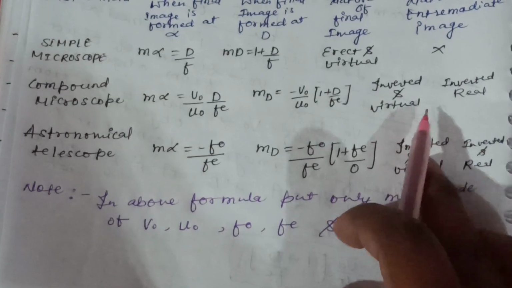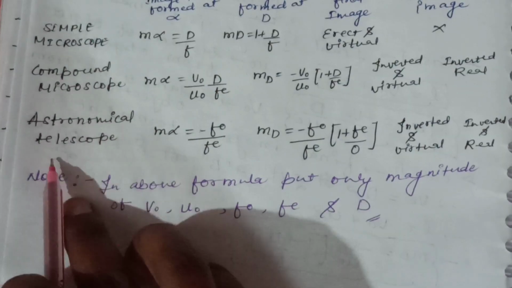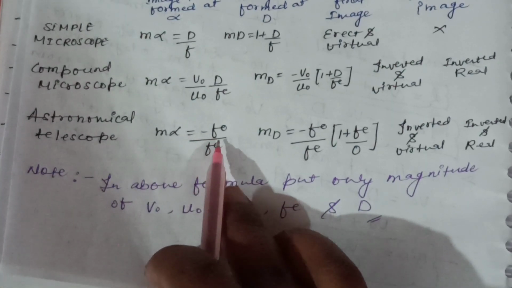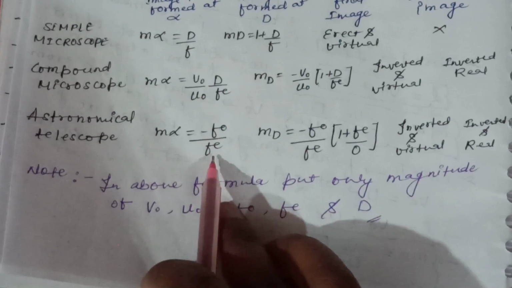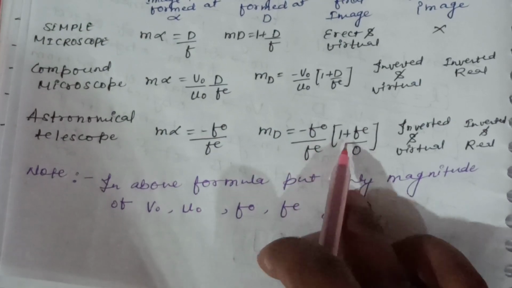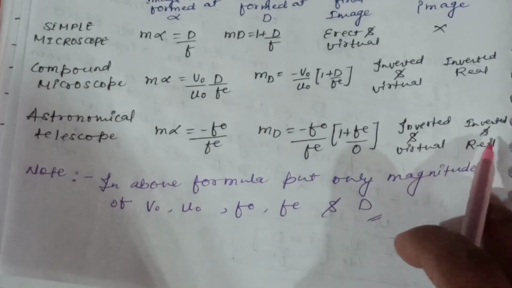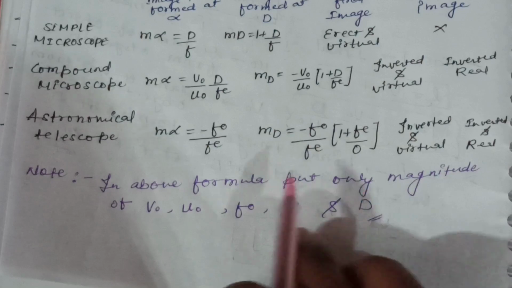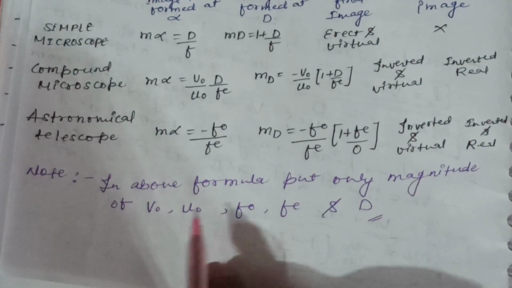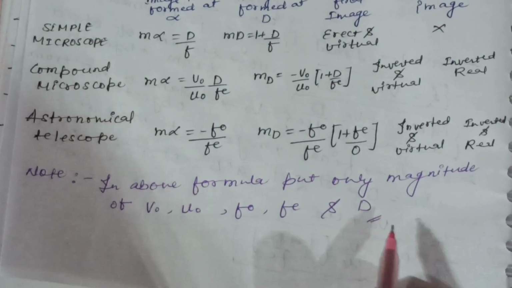Inverted and virtual; inverted and real. Astronomical telescope: m infinity is equal to minus f o upon f e. M D is equal to minus f o upon f e in bracket 1 plus f e upon D. Inverted and virtual; inverted and real. Note: in the above formulas, put only the magnitudes of v o, u o, f o, f e and D.